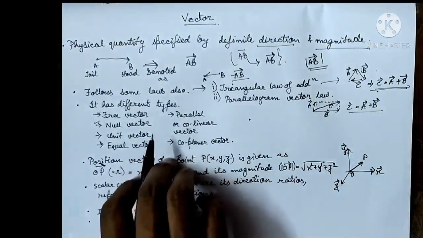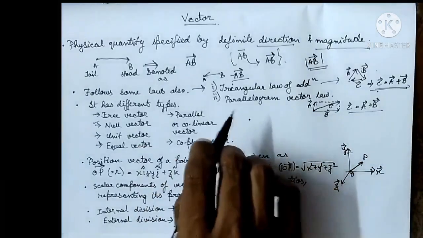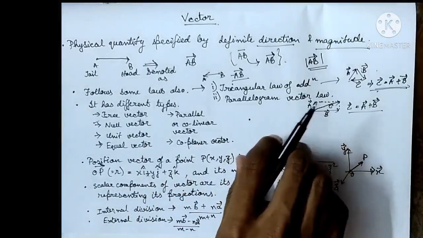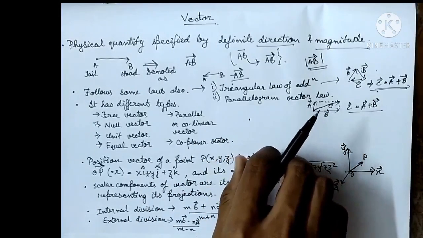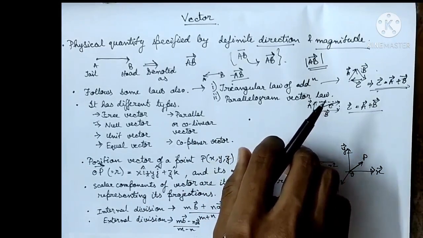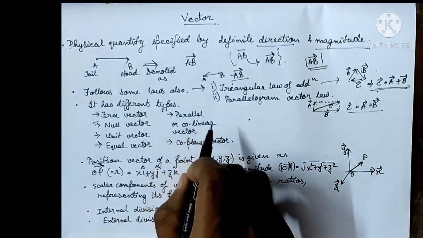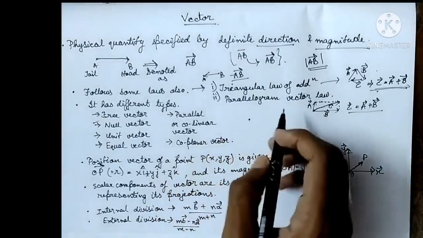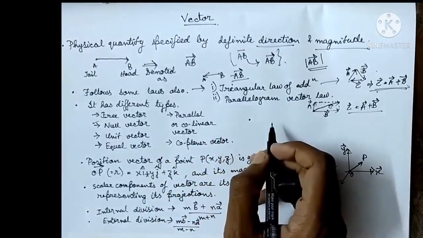And then we come to coplanar vectors. Coplanar vectors are mainly those which are on the same plane. Here we also had collinear. Collinear means on the same line. Those are also parallel and also collinear.